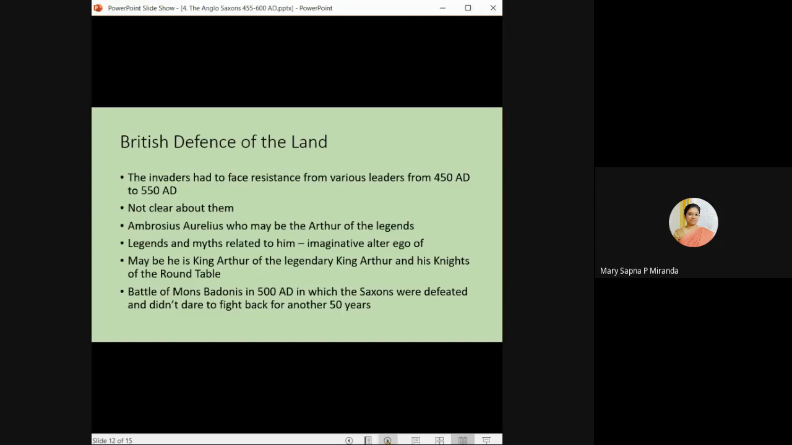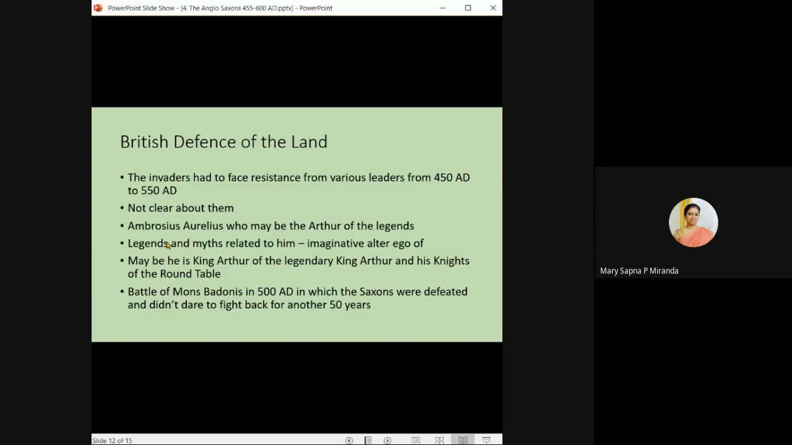There's one name that really stands out when you look at the history books. That is Ambrosius Aurelius. And who is this Ambrosius Aurelius? We're not very sure. Is he a mythical person, or is he King Arthur? You must have heard about King Arthur of the legends. There are so many legends about him. So maybe this Ambrosius Aurelius is actually King Arthur. King Arthur could be seen as an imaginative alter ego of this king, the legendary King Arthur and his Knights of the Round Table.